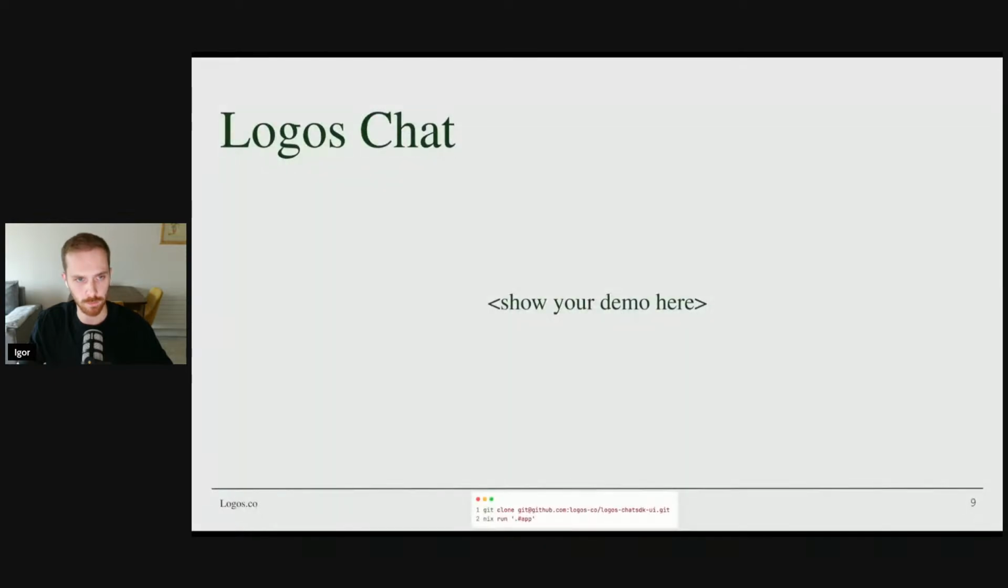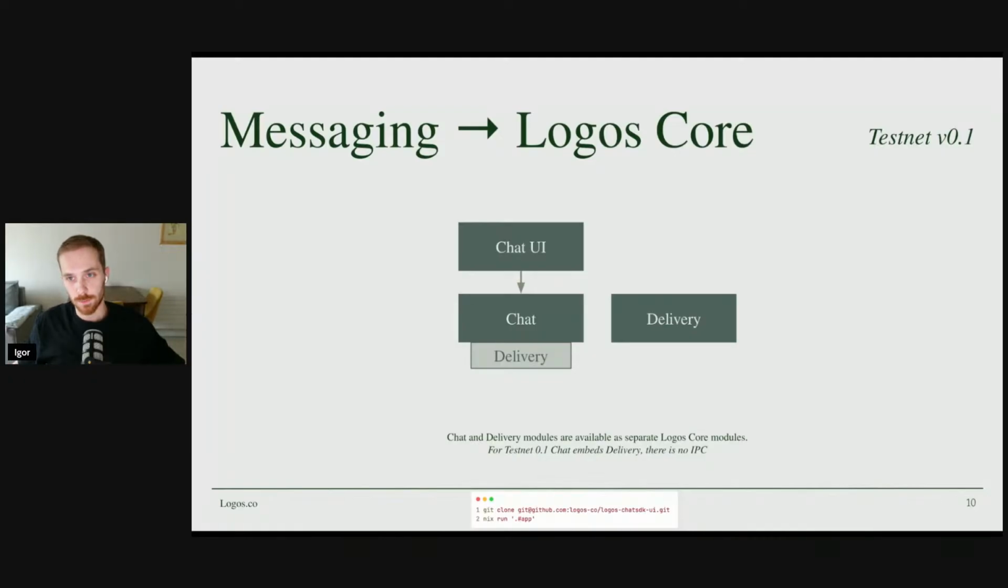Okay, not too bad. I thought the demo was going to be worse. So I will quickly show you how the messaging is introduced in Logos Core. We have 3 modules now. There is Chat UI, which you've just seen. It's using the chat module, connected to it. The delivery module is also there. It exposes the messaging API. Currently, for testnet 0.1, they are not connected, so delivery is still embedded into the chat module.